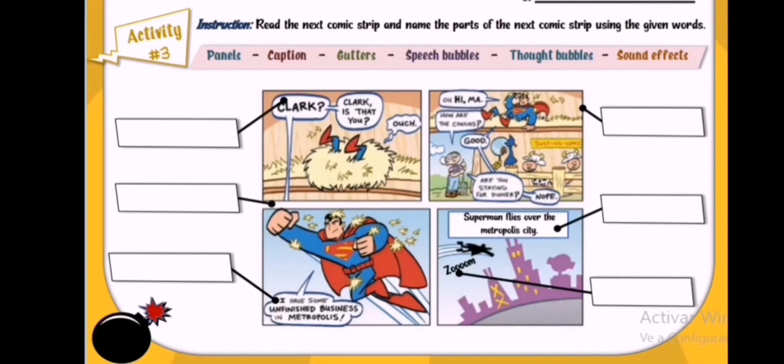In the activity number 3, the instruction is: read the next comic strip and name the parts of the comic strip using the given words. For example, the answer for this is gutters because it's the space between the scenes, between the squares.